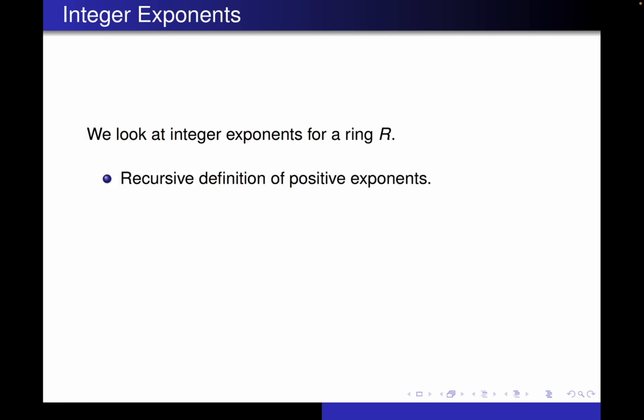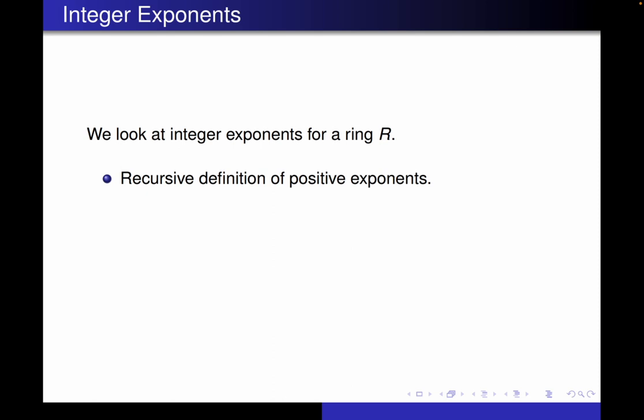Now that we've gone through the process of defining what it means to multiply by an integer, now we're going to go through that almost identical process to define what it means to take an integer exponent. And because we have a little bit of sophistication, I think we can handle all three steps at once this time. So we're going to look at taking integer exponents for a ring R.